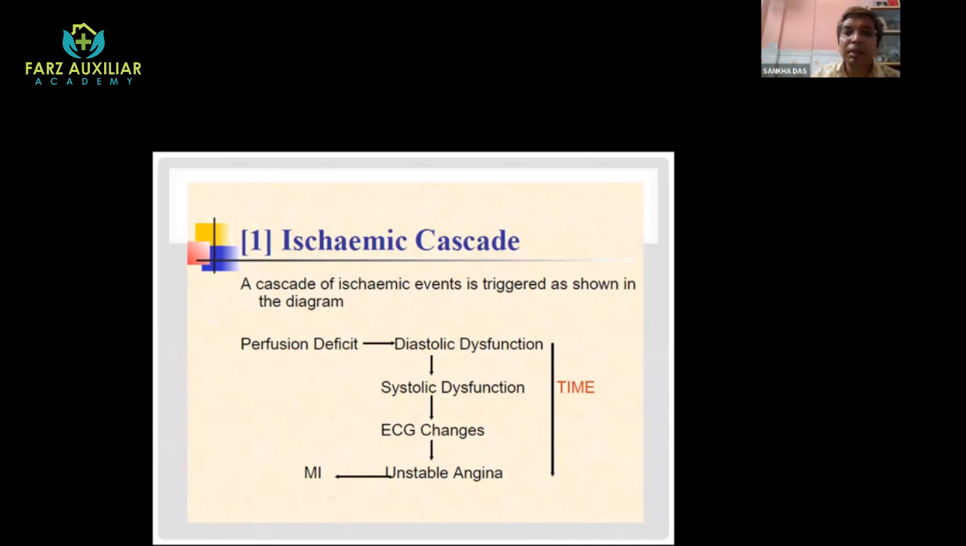Ischemic coronary arteries, I mean, the stable issue. The first presentation is basically a diastolic dysfunction. Remember, diastolic dysfunction is the earliest feature of ischemic heart disease. This is basically a symptom inside the heart, and it develops systolic dysfunction. At the same time, the patient develops ECG changes as well. And subsequently, it could be unstable angina, STEMI or MI.